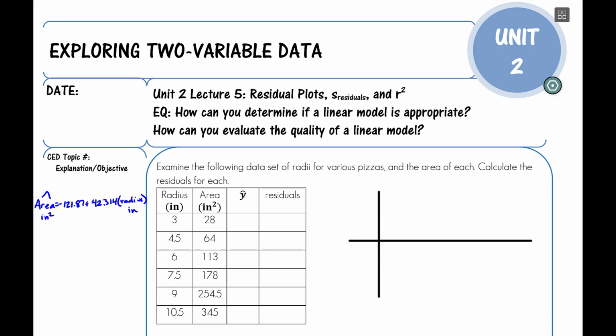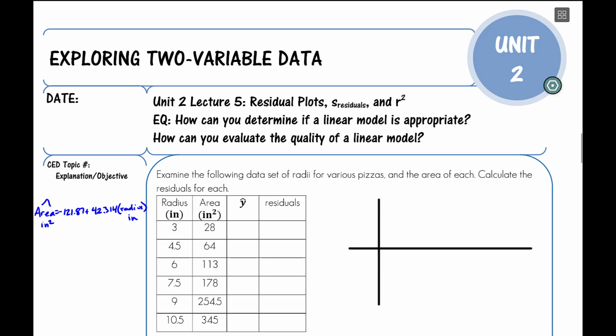So now we need to find the predicted value, what the model predicts for every one of these, and we'll start to see just how reliable our model is. The first one we can look at is by plugging 3 into our equation. So my predicted area is 5.072 when I have a radius of 3 inches, so 5 inches squared. But the actual area is 28 inches. That seems really far off.